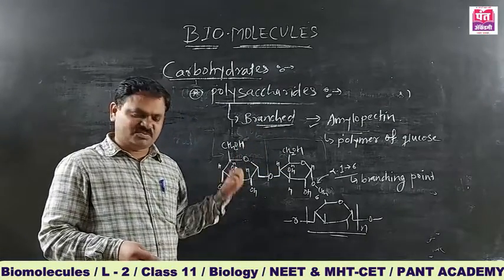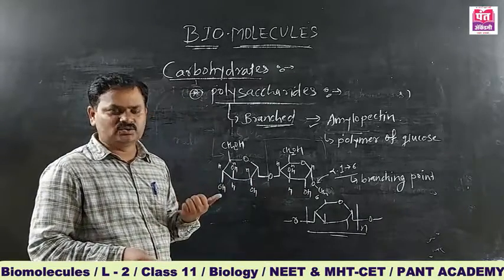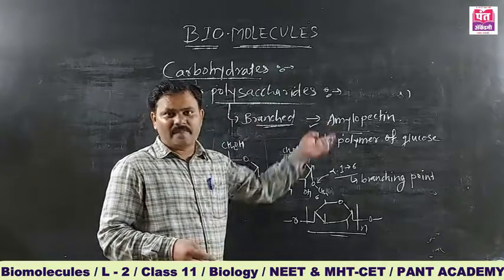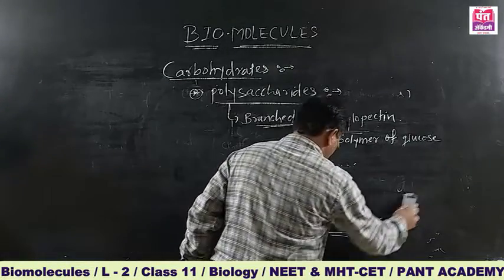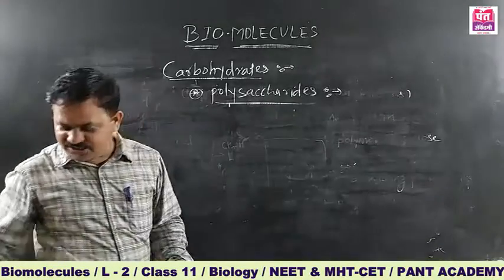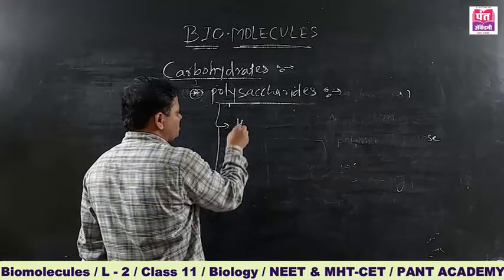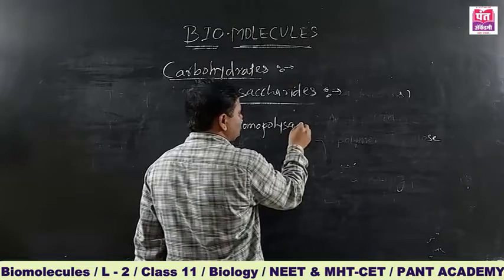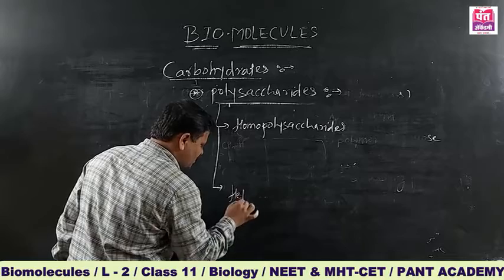Linear polysaccharide, for example, if it is formed of glucose, then it is amylose, and a branched polysaccharide, if it is formed of glucose, then it is amylopectin. So there are different kinds of polysaccharides based on what type of monomeric units they contain. Polysaccharides can be divided into two different groups. One is the homopolysaccharides, and the other is the heteropolysaccharides.